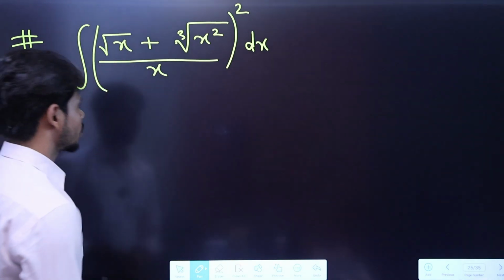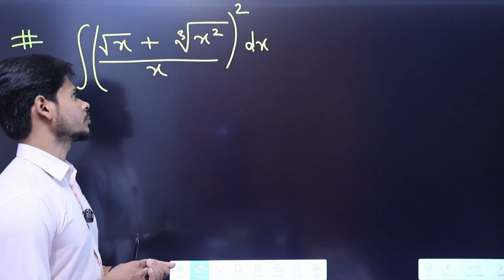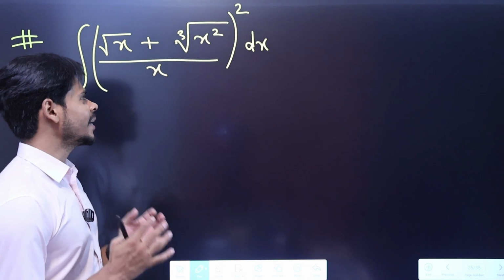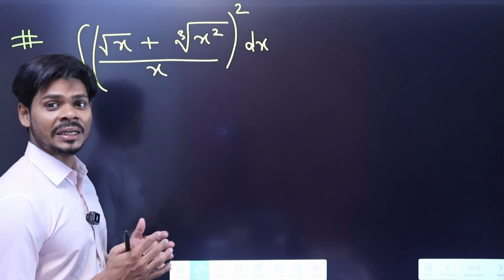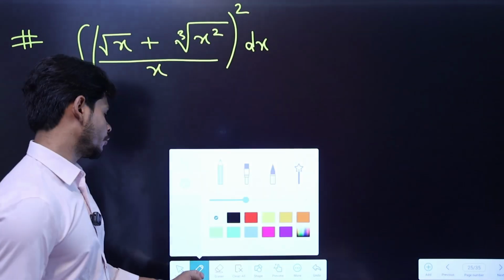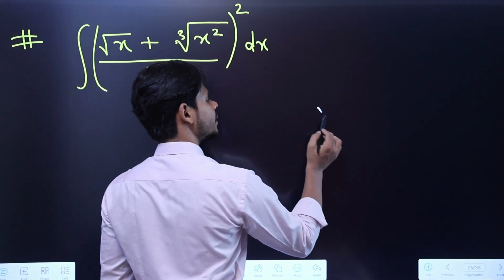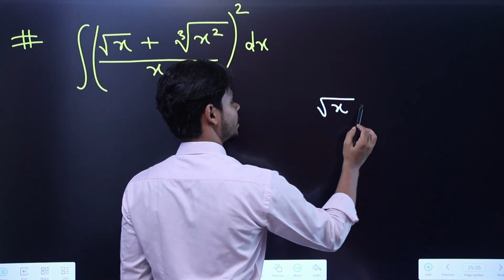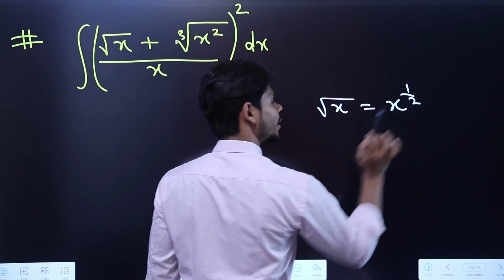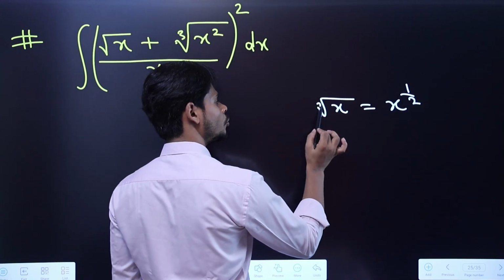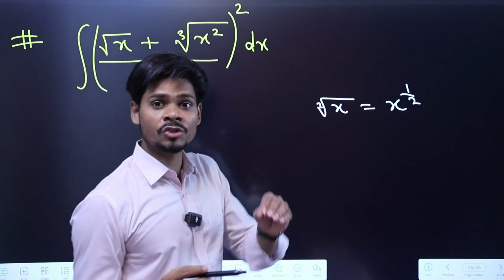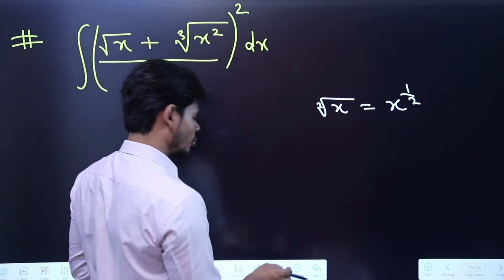Now let's come to the question. If you see this question, you will think that it is very difficult, but let me make it very easy for you. See, if I see anywhere under root x, what does it mean? x raised to power 1 by 2, right? Here 2 is always there. It is called the order.